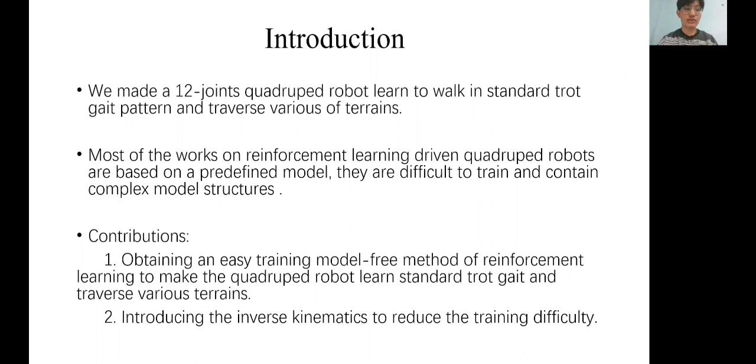The main contributions of our work are, first, obtaining an easy-training model-free reinforcement learning method to make the quadruped robot learn the standard short gait and traverse various terrains. And second, introducing inverse kinematics to reduce the training difficulty.